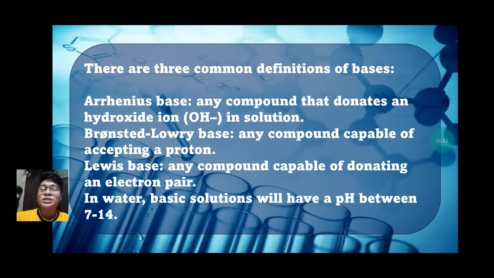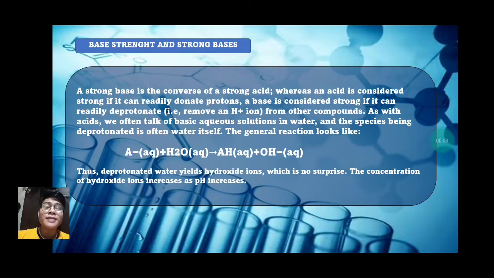There are three common definitions of bases. First, according to Arrhenius, a base is any compound that donates a hydroxide ion in solution. According to Brønsted-Lowry, bases are any compounds capable of accepting a proton. According to Lewis, bases are any compounds capable of donating an electron pair. In water, basic solutions will have a pH between 7 and 14. Base strength and strong bases.